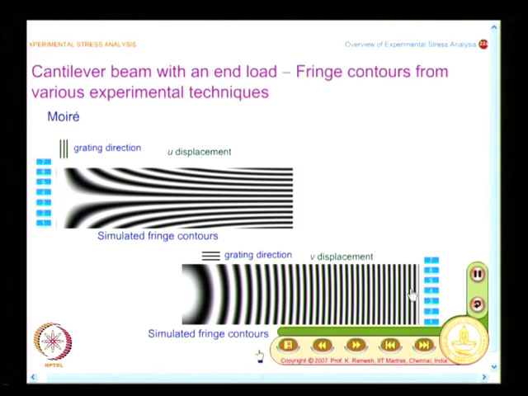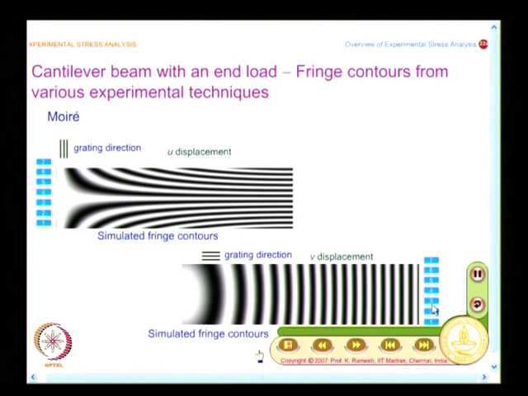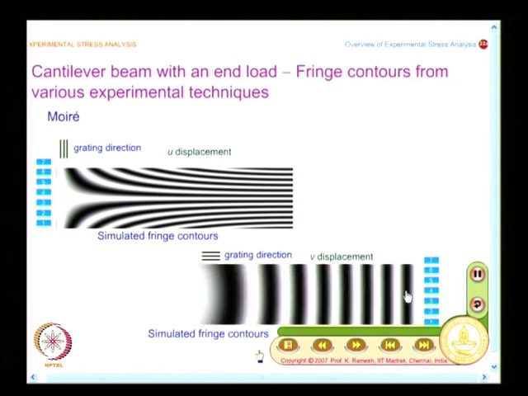So, what you find here is it becomes almost like parallel lines, more fringes are seen in this zone, and when you draw the sketch it is not necessary that you draw all these lines, you just draw a few lines indicative that you have fringes like this, and it slightly changes curvature as it goes close to the clamped end. And these are simulated fringe contours.